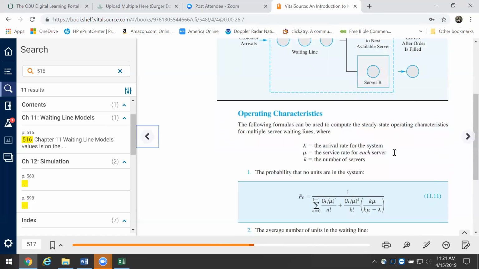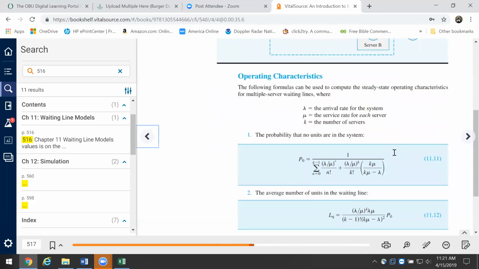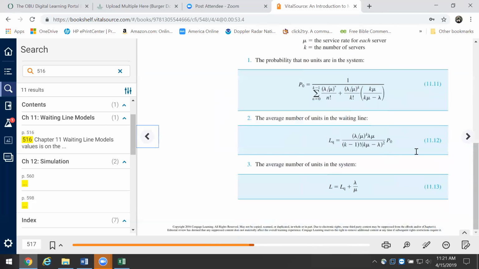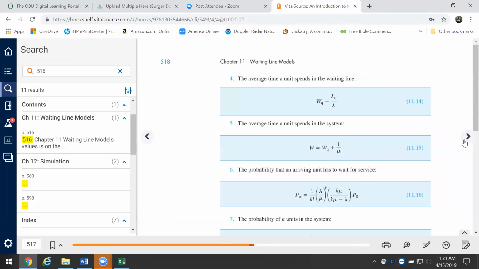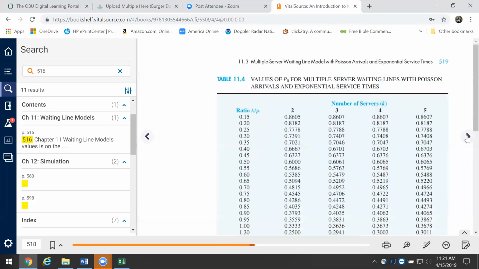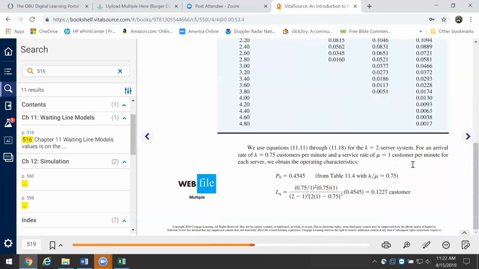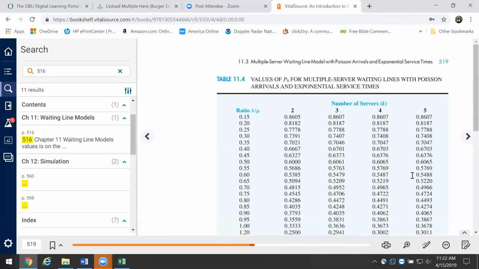And again, here are the operating characteristics. They'll walk us through the math of all of that, and then we're back again. And then we have the values. Then we have the ratio, and then we walk through the number of servers, and we build that in. They will show us how to use the table here at the bottom. And again, this is not too different from a time value of money table.